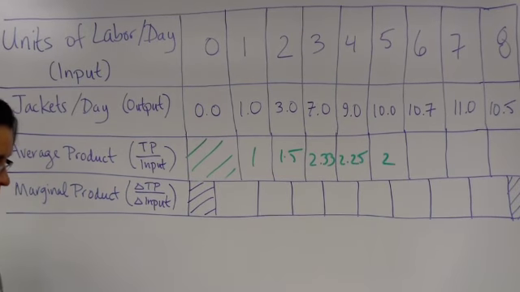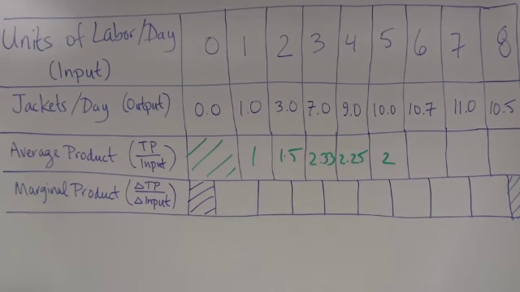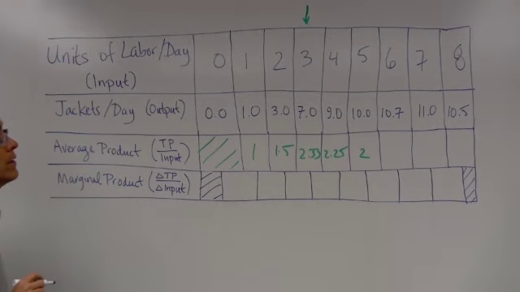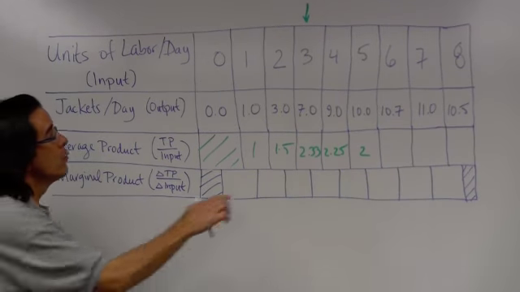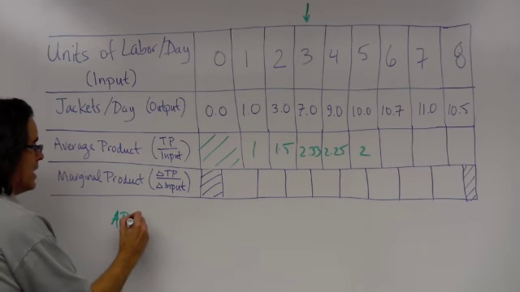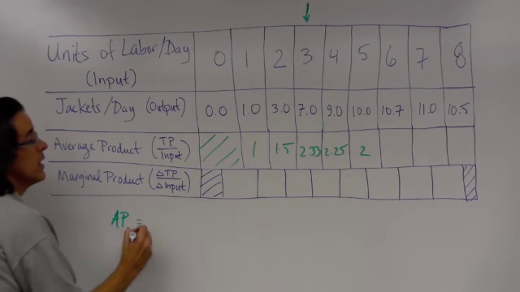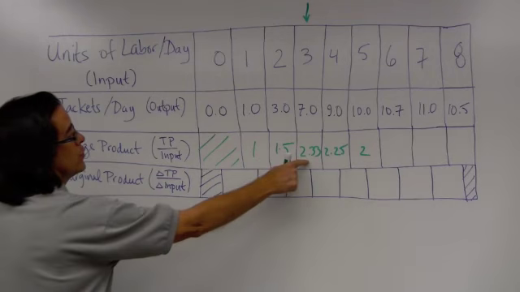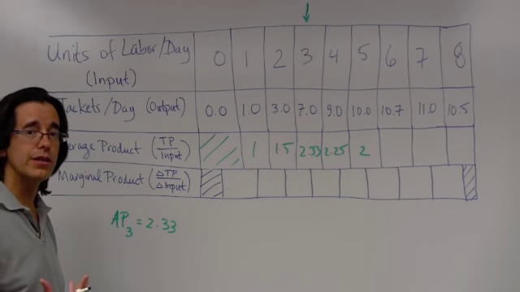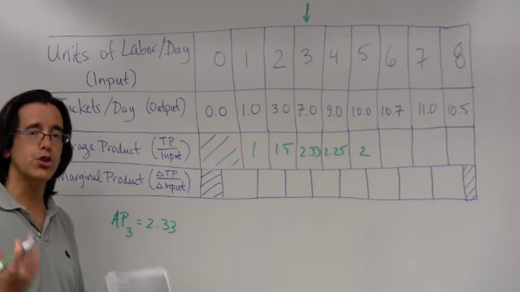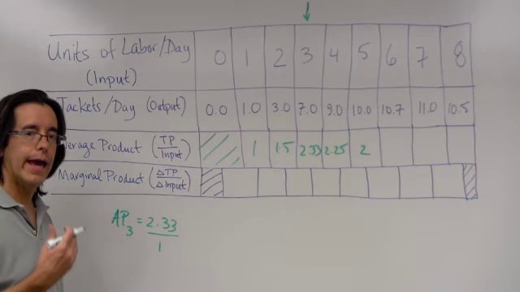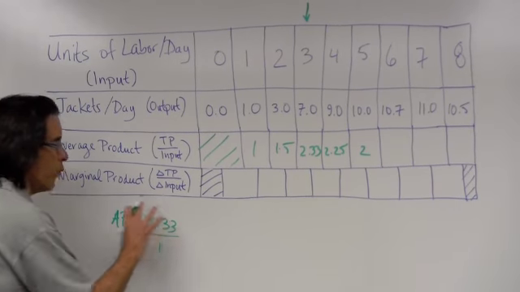Okay, so let's just look at a particular level. Let's look at when we're using 3 units of labor, we're producing 7 units of output. Our average product at that 3 units of labor is 2.33. Okay? So you're going to want to interpret that value. So we'll just put it over 1, and we'll look at what this means.